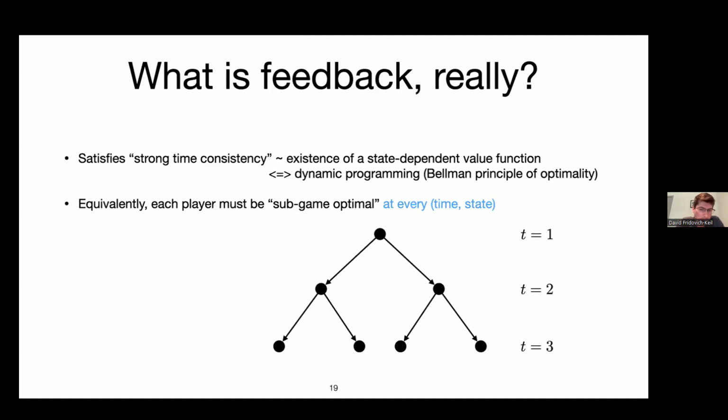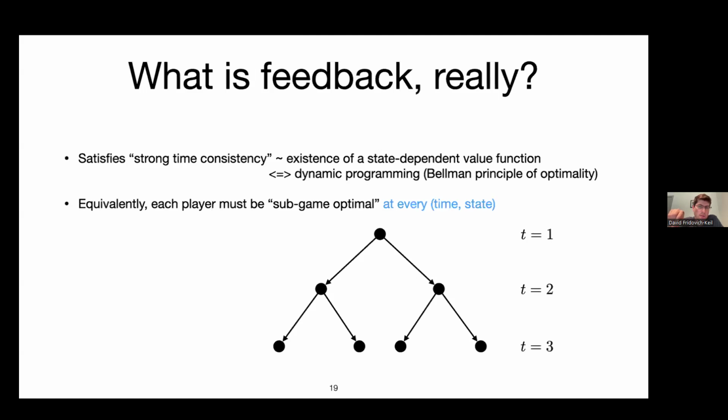But maybe we should start here. If you think about a tree structure where time is going vertically down, and each vertex in the tree is a state, each arrow is a tuple of actions for all the players. Then what's true in a feedback equilibrium is that at each subtree, every player is playing an equilibrium strategy.